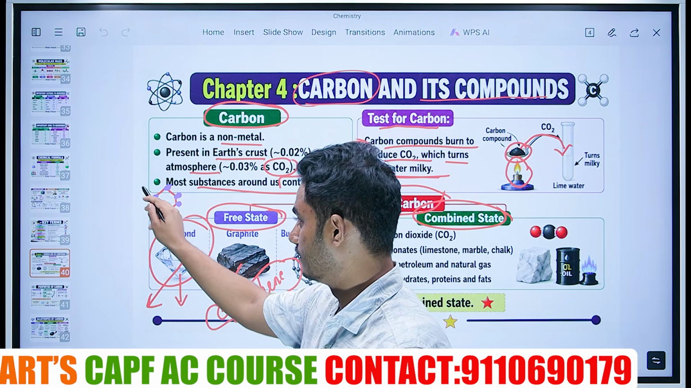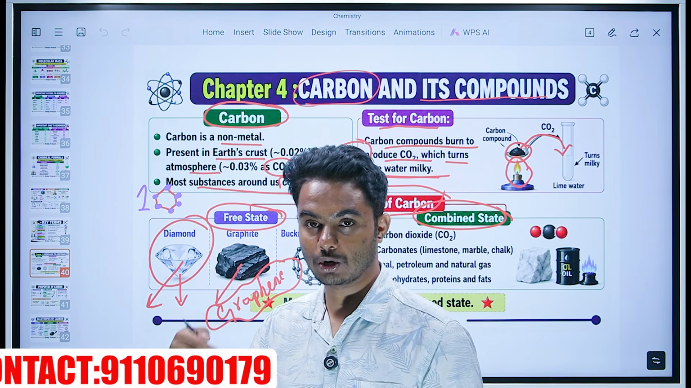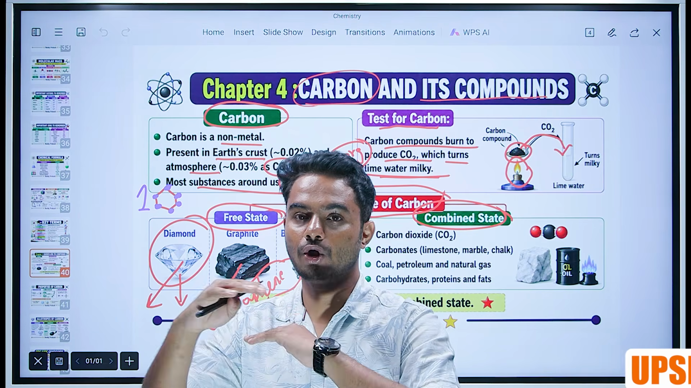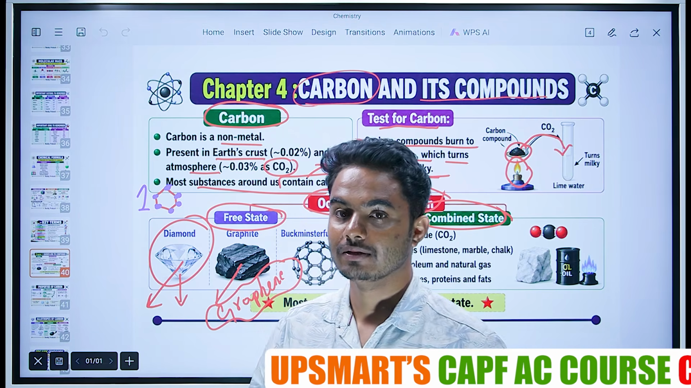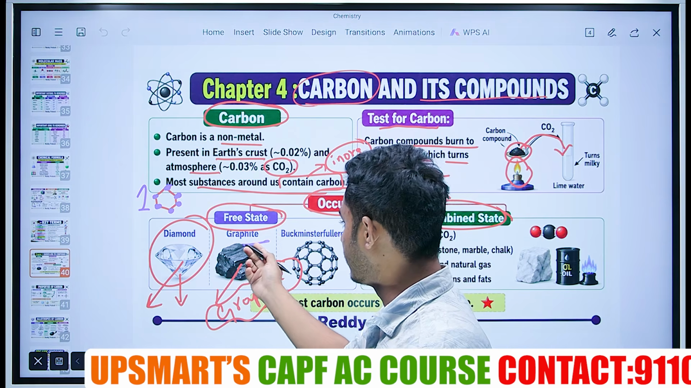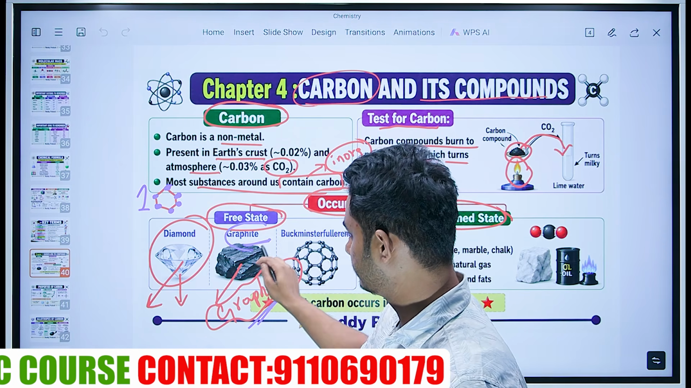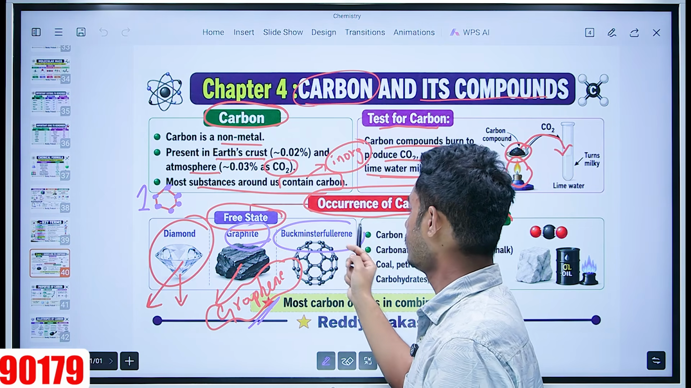If a layer is one, if it is only one layer and it has hexagonal rings of carbon, that is called graphene. If layers are stacked one above the other, many layers formed in stacked nature, then it is called graphite. This is graphene. This is graphite. Okay. Then Buckminster fullerene.